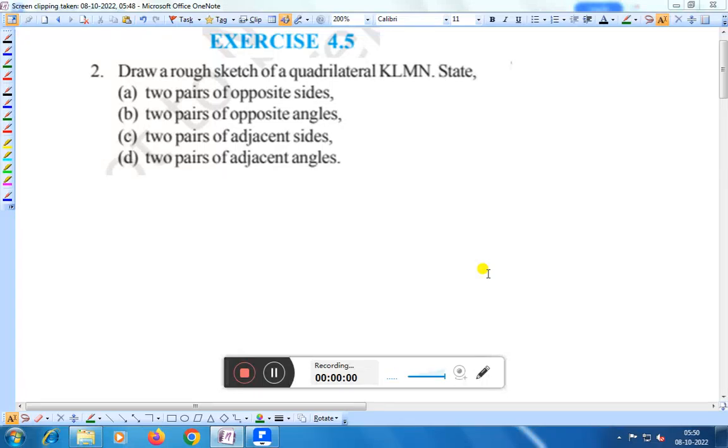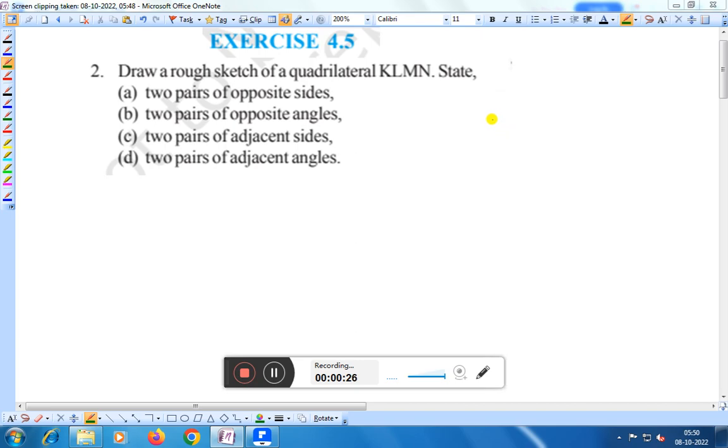Hello everyone. Today we shall discuss exercise 4.5 question number 2. Draw a rough sketch of a quadrilateral KLMN. State two pairs of opposite sides, two pairs of opposite angles, two pairs of adjacent sides and two pairs of adjacent angles. Right. Here we will draw one quadrilateral, that is KLMN.